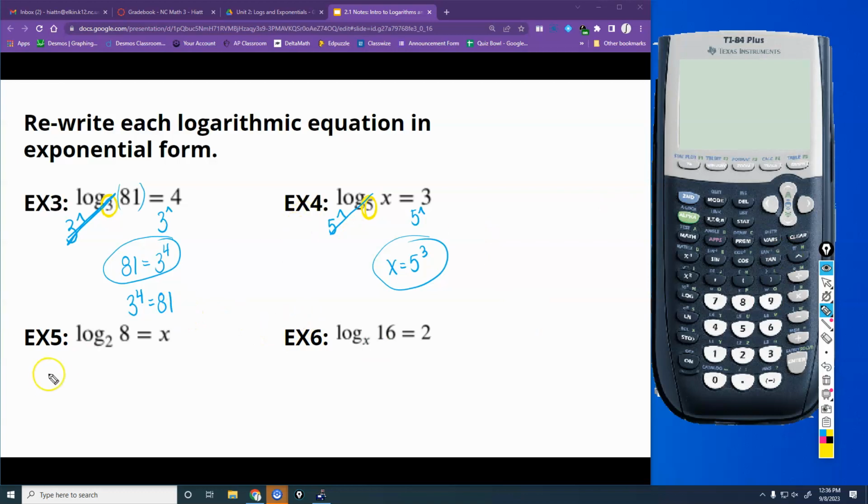Okay. So, who thinks they got the idea and could do number 5? All right, Caroline, what will we do?